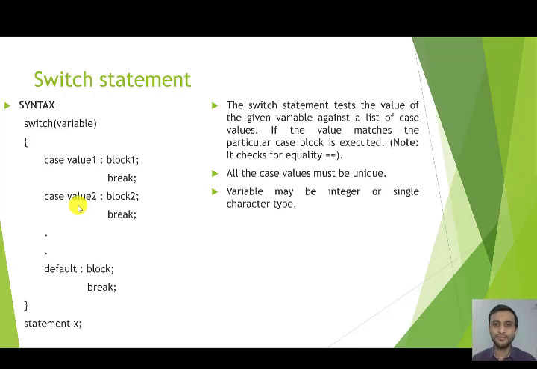And the variable may be integer or single character type. You can see this switch, then in brackets the variable is written. The data type of this variable can either be int or char. It cannot be string, it cannot be boolean, it cannot be double or float. It always has to be int or a single character constant, that is char. So these are the few important points you need to remember.